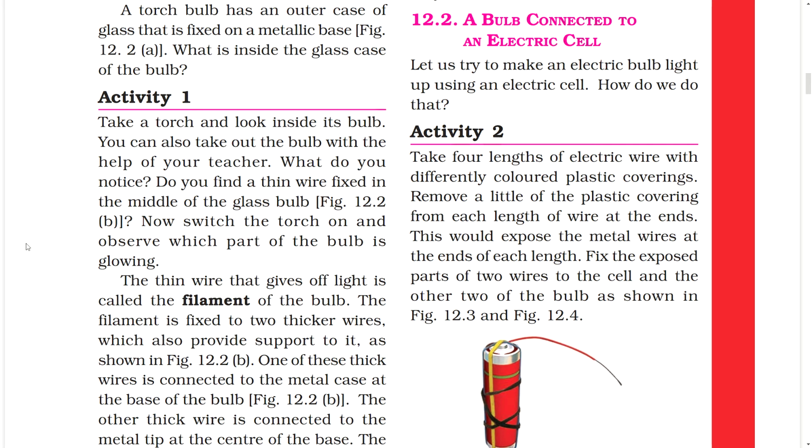12.2 A bulb connected to an electric cell. Let us try to make an electric bulb light up using an electric cell. How do we do that? Activity 2. Take 4 lengths of electric wire with differently colored plastic coverings. Remove a little of the plastic coverings from each length of wire at the ends. This would expose the metal wires at the ends of each length. Fix the exposed parts of 2 wires to the cell and the other 2 to the bulb as shown in the figures.